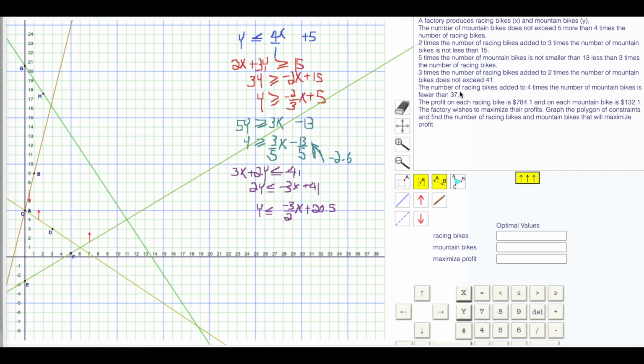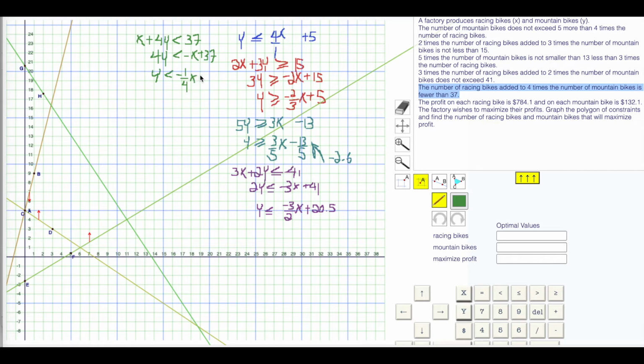Next one, the number of racing bikes added to 4 times the number of mountain bikes is fewer than 37. Number of racing bikes, that's x, added to 4 times the number of mountain bikes plus 4y is fewer than 37. Less than 37. I'm going to subtract x from both sides. 4y is less than negative x plus 37. Then divide everything by 4. That's going to give me y is less than negative 1/4 x, or x over 4, same thing, plus 37 divided by 4.